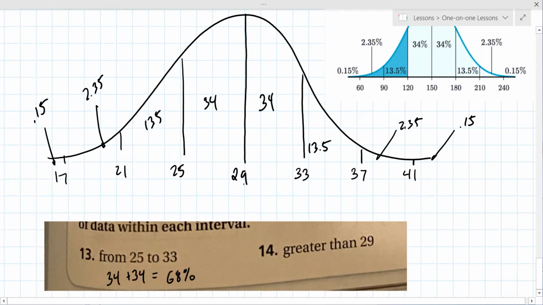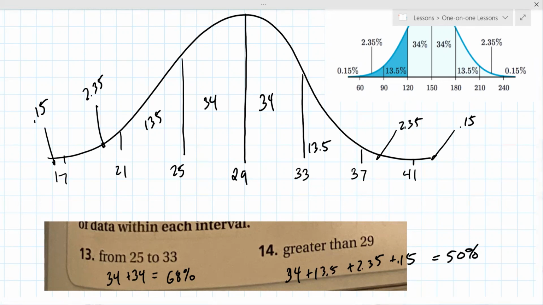Greater than 29 is everything to the right. Now you might already know that it's 50%, but if you add these up, you get 50%. Because your instructor could just as well say 21 to 33, or 17 to 37, or 17 to 25. You'd have to do these windows.